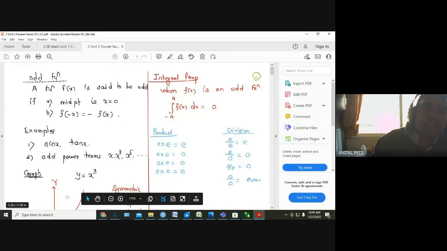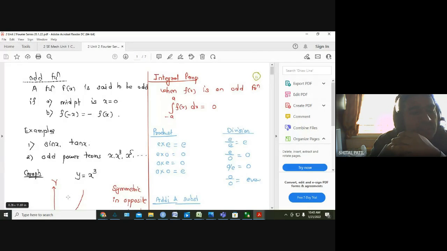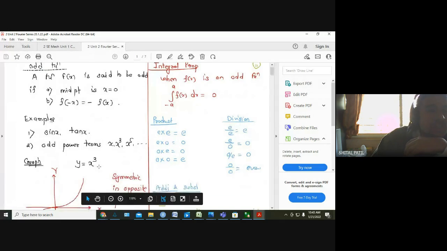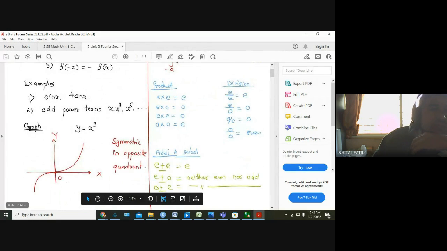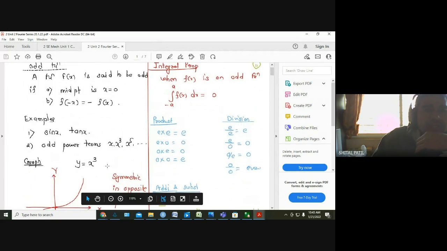So we started with the even function. We understood what the even and odd functions are. In case of an even function, the graph is symmetric about the y-axis, whereas in case of an odd function, the graph of the function is symmetric in opposite quadrants. Then we studied the integral property.